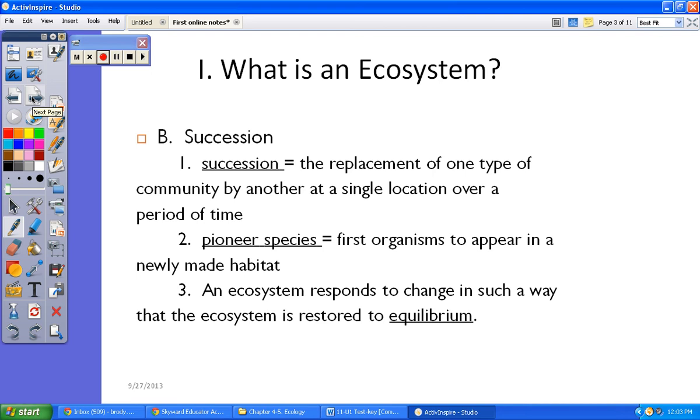One part that goes along with this is what we call succession. Succession occurs generally after a major event like a fire or glaciers, which sometimes cause this also, which you'll see. What happens then, that area gets decimated of life, and we have a new pioneer species that comes in. And that's the first organism that appears in a new habitat, a newly made habitat. And then eventually, the ecosystem responds so that it's restored to equilibrium, where you have plants, you have trees, you have animals that balance each other out.